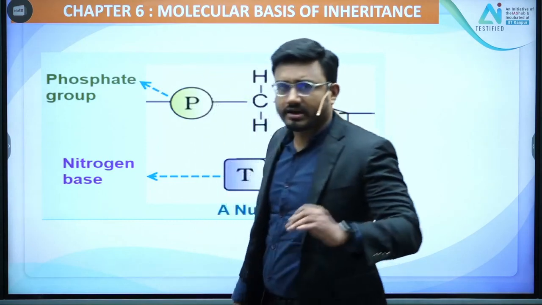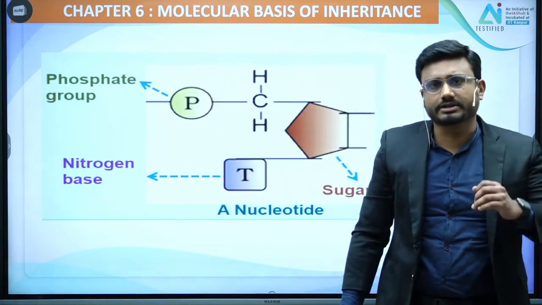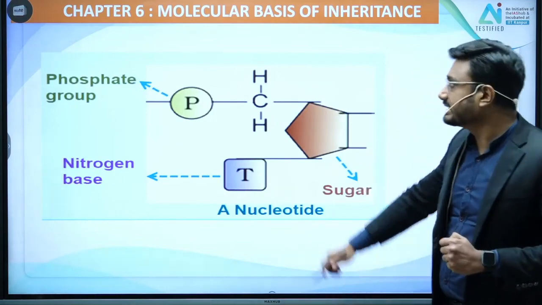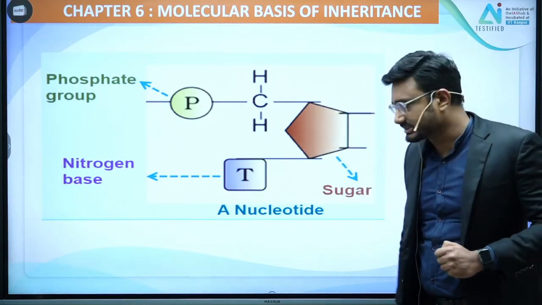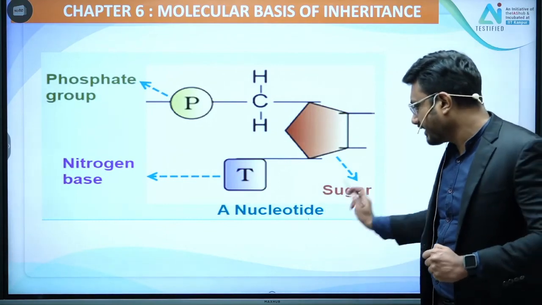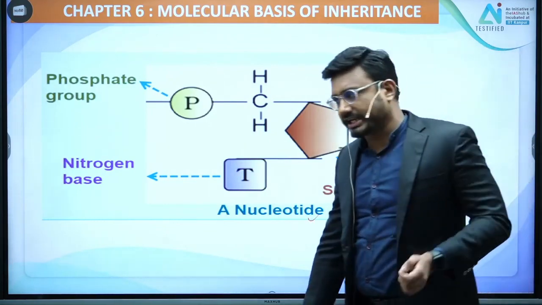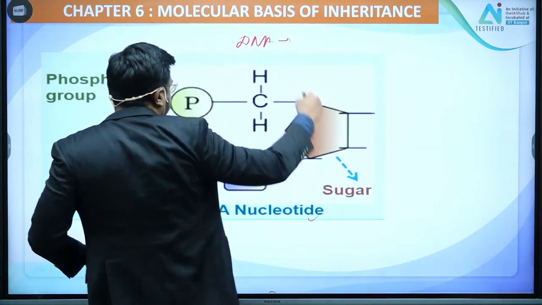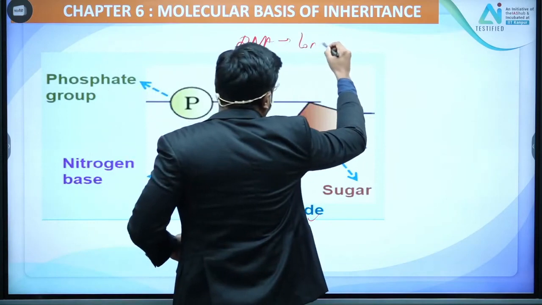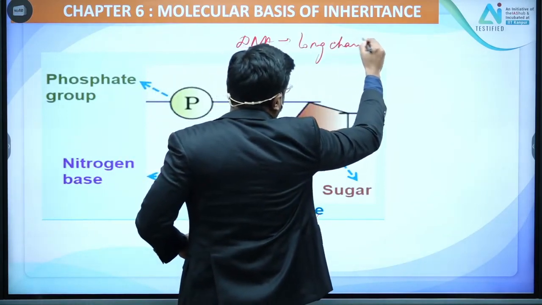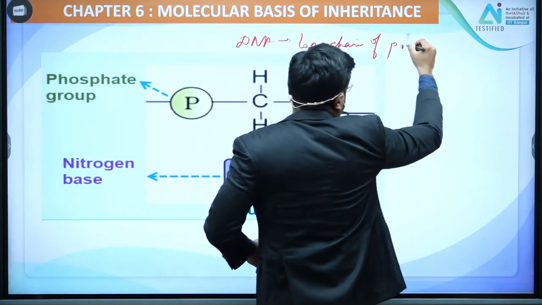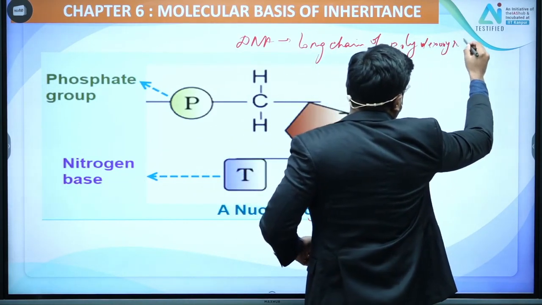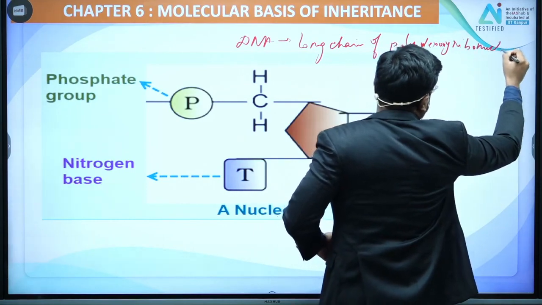So now we have covered all the important concepts from chapter 5. Now let us start with the important concepts from chapter 6, that is molecular basis of inheritance. So here there is a structure of a nucleotide. Many nucleotides together make the DNA. So DNA is a long chain of polydeoxyribonucleotides, right?